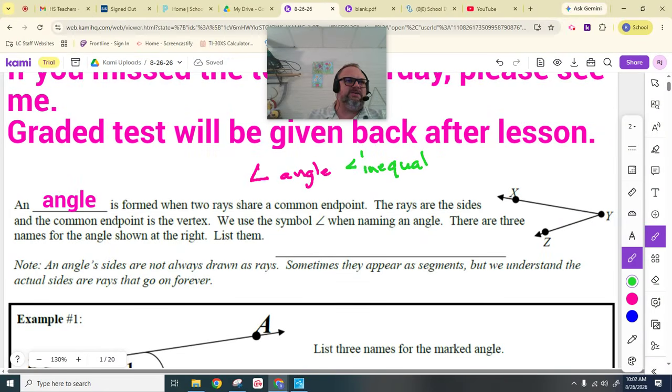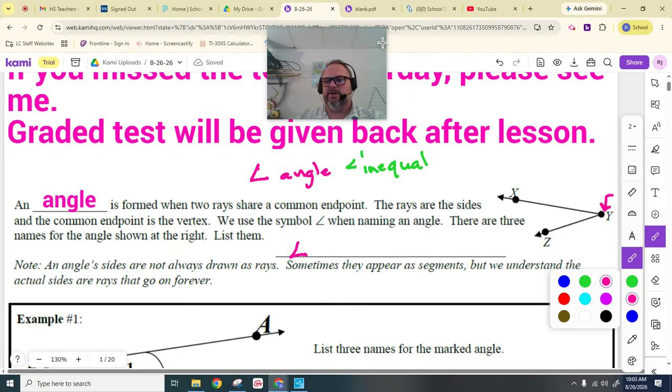Most of the stuff where you're going to have to actually put stuff for angles, I'm going to have a blank already. Now, there are three ways to name this one to the right. One is just by the vertex. The vertex is like this point right here. So this would be angle Y. That's one way you could name it.